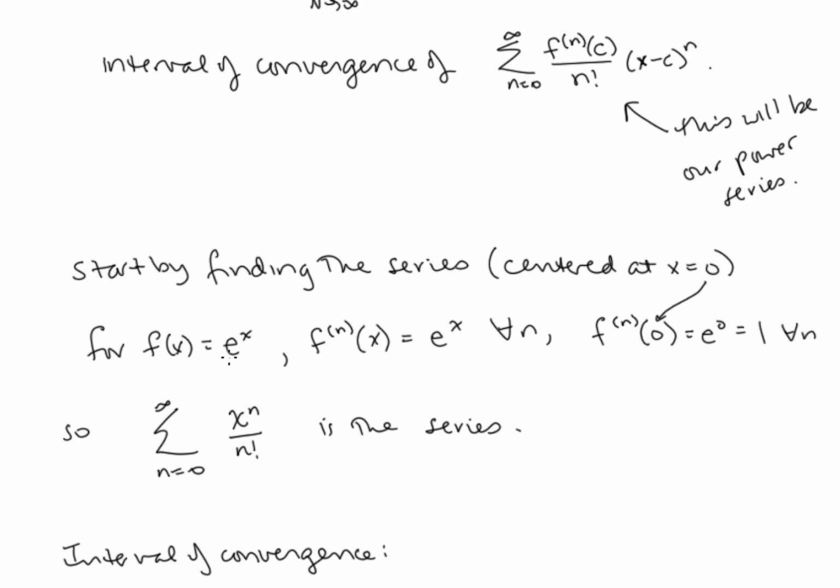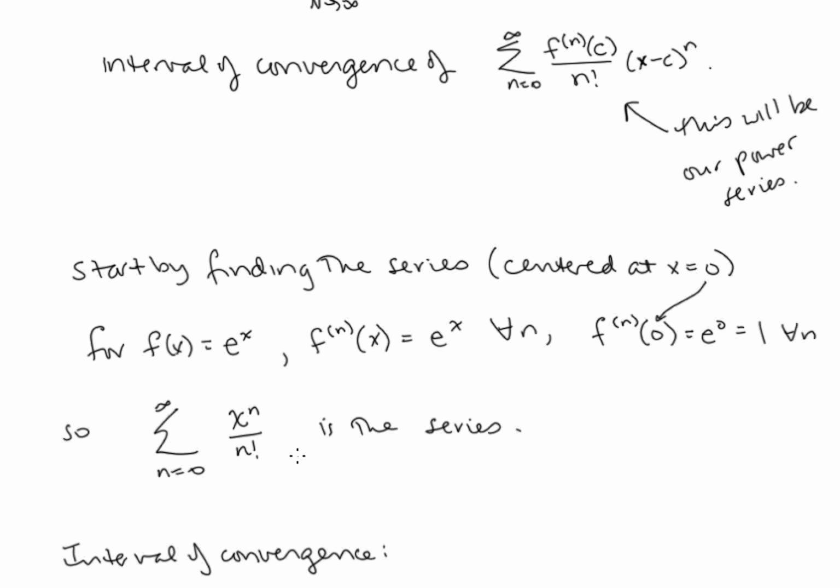So for f of x equals e to the x, the nth derivative we know is always going to be e to the x. Centered at x equals 0 means we're going to evaluate this nth derivative at x equals 0. So we're going to have e to the 0, which is equal to 1 for all n. All of the derivative evaluations in our Taylor series are going to be equal to 1, and our center is 0, so that tells us our series looks like this.